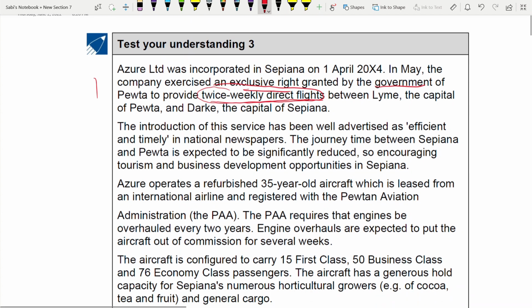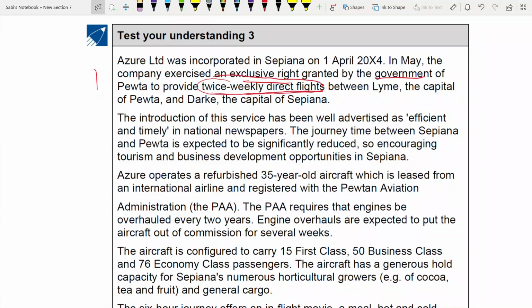Coming to the next, here they have introduced the service as efficient and timely in the newspaper, and the journey time is also expected to be significantly reduced. So that means it's encouraging tourism as well as business development. So the main thing in this para, let me highlight, I think it's better: efficient and timely service.